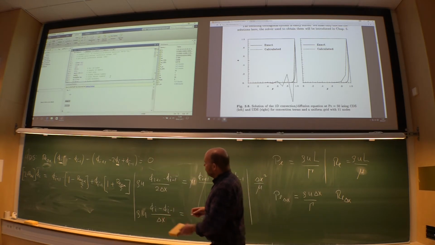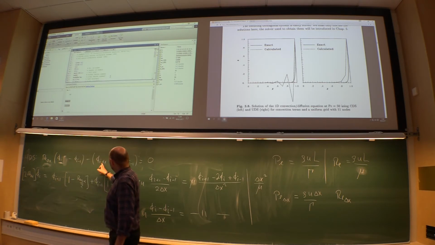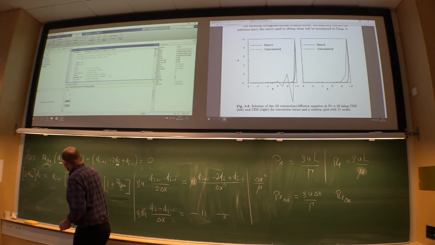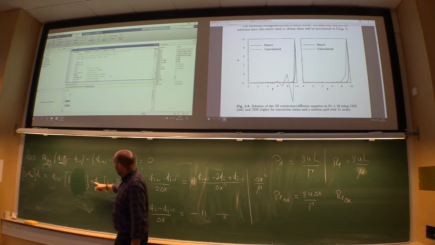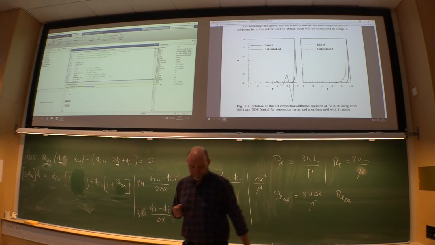What about the other points? Phi i plus 1 here. Well, it has only 1, so this one is not here anymore. Phi i minus 1, well, it has the 1 here, and then plus 1 times the cell Reynolds number. There we have it.